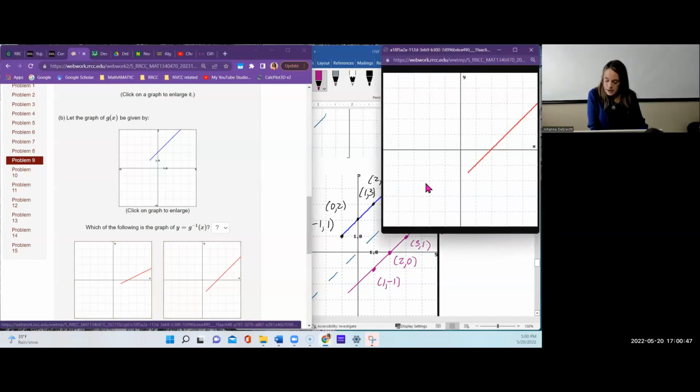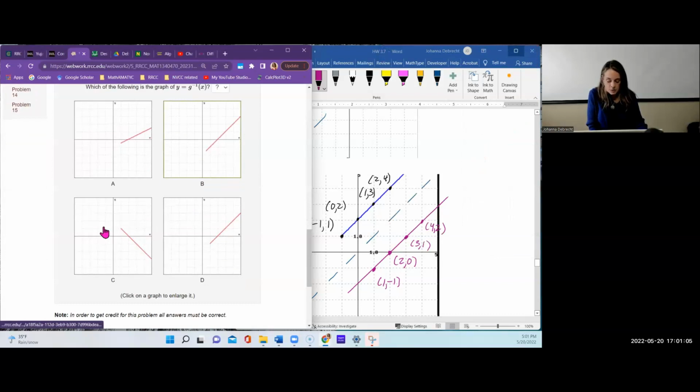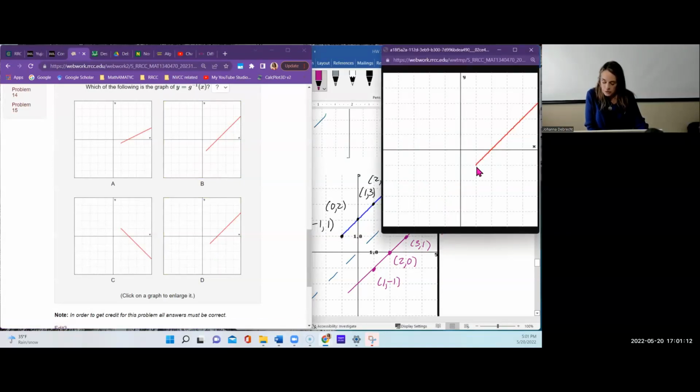Let's look at graph B. It also, well, wait a minute. It does go through 1, -1, and 2, 0, and 3, 1, and 4, 2. It looks like B may be the solution. Let's verify that C and D can't be correct. Well, clearly C is wrong. It's a downhill line. Let's look at D. D does go through 1, 1, and it also goes through 2, 0, 3, 1, and 4, 2.